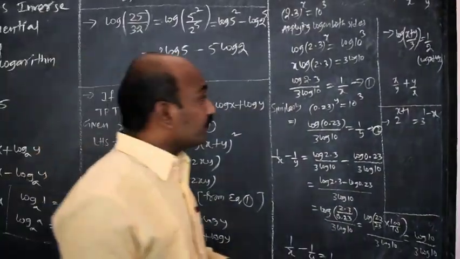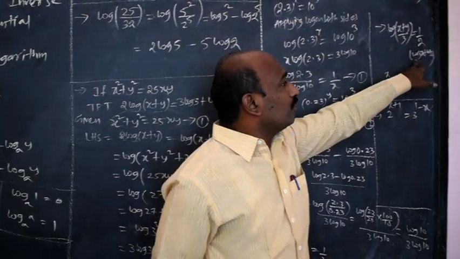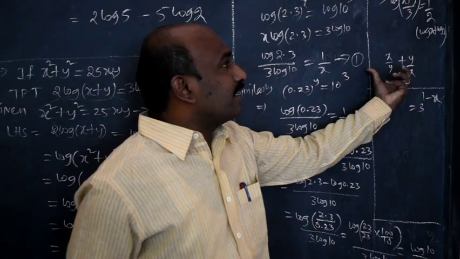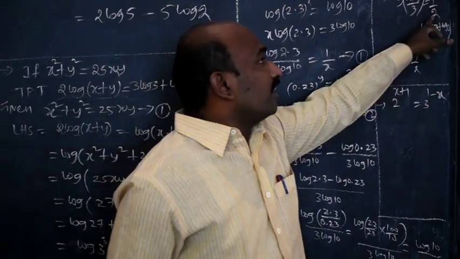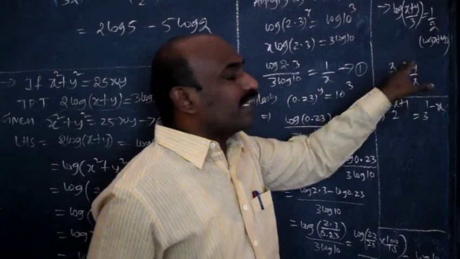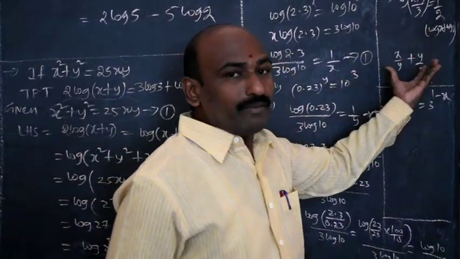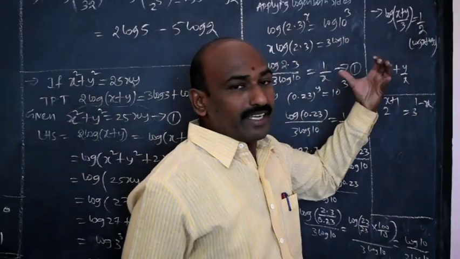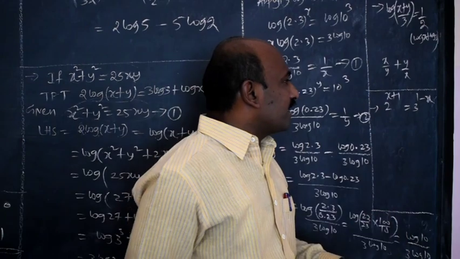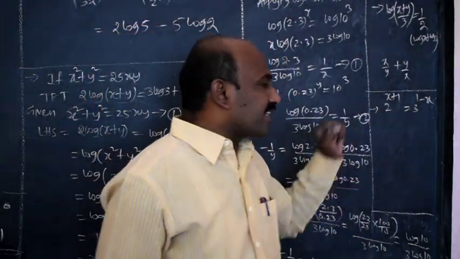And next, another model is: log of x plus y by 3 equals 1 by 2, log x plus log y, then find x by y plus y by x. In this situation, this 1 by 2 you send to the left side and simplify, and you will get an expression in terms of x and y. Make that equation 1 and calculate from there, or you can solve from there only. Then the next model is 2 power x plus 1 equal to 3 power 1 minus x. Solve for x.